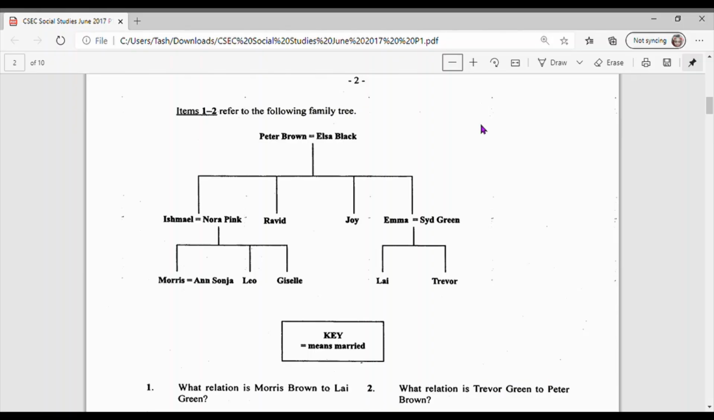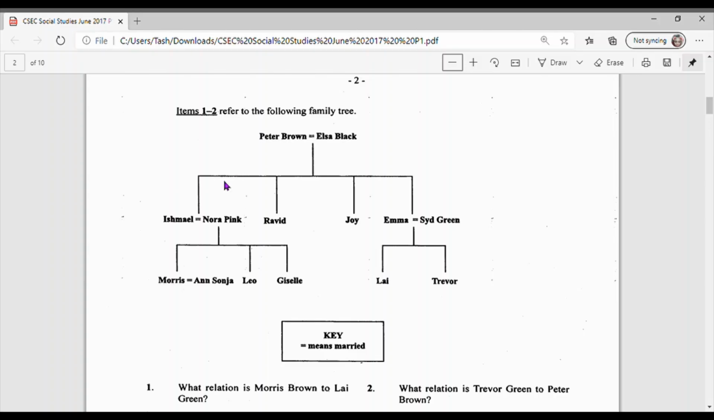Items 1 to 2 refer to the following family tree. Before we get to the questions, let us just understand the family tree first. Peter Brown got married to Elsa Black, and they had 4 children. Two of their children, Ishmael and Emma, got married.